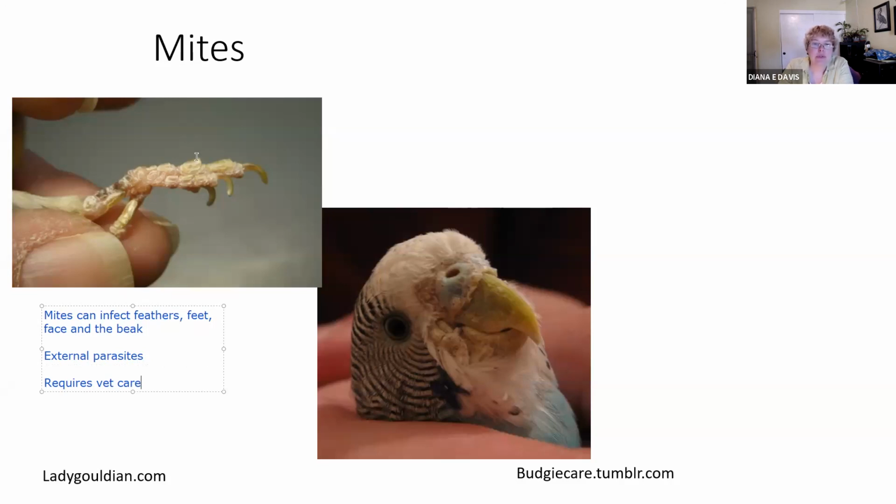If we look at this bird's foot, you can see the scales are kind of sticking up and yellowy. That is an unhealthy foot. And on this budgie, you can see there's stuff. It almost looks like pitting on the surface of the beak and on the face around the beak. These are all signs of mites. And there are different species of mite, so it's not just a species, but we don't really need to worry about that. If your bird has mites, it's vet time.